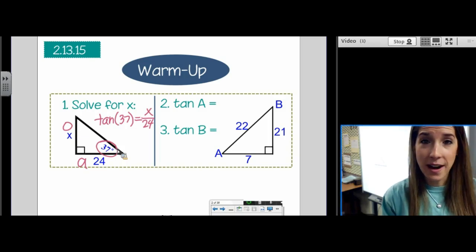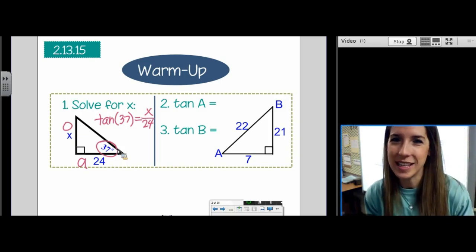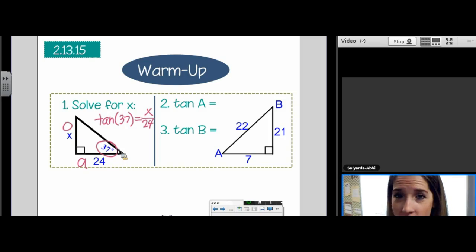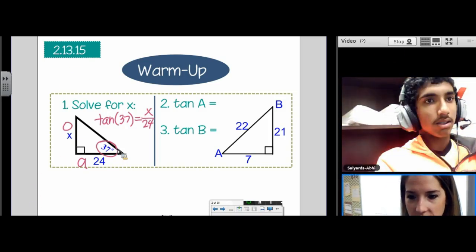Then you take a look at where x is. It can be in one of three places. It can be in the numerator, it can be in the denominator, or it can be in the trig function.